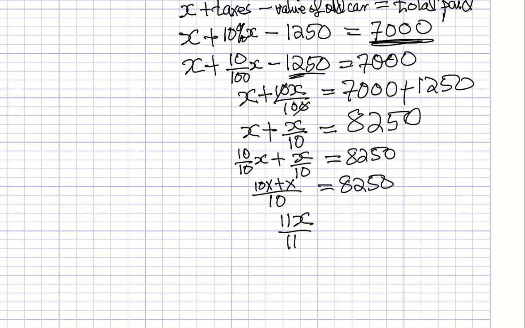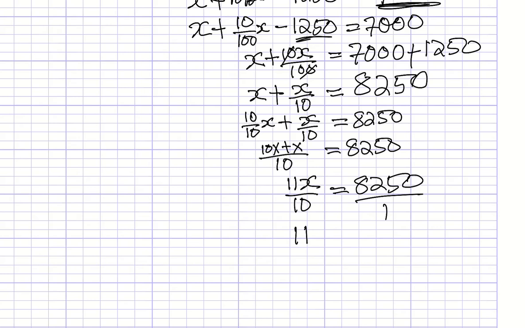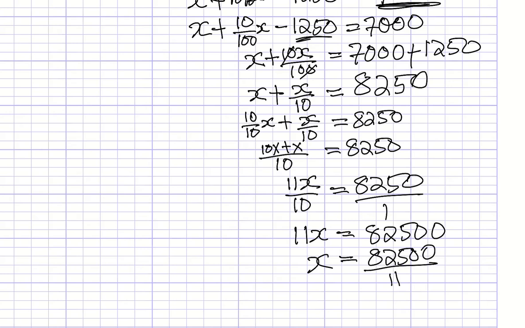And then you have 11x over 10 equals 8250. Let's say over 1. If you cross multiply, you have 11x equals 8250 times 10. You add one more 0, that's all. And then x equals 82500 over 11. That's all.